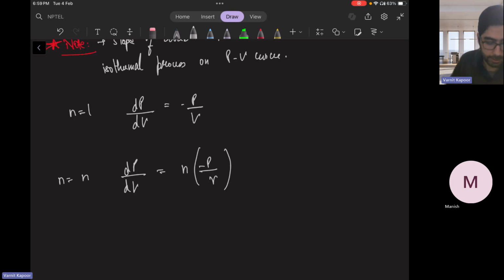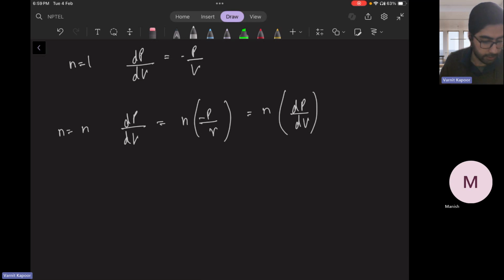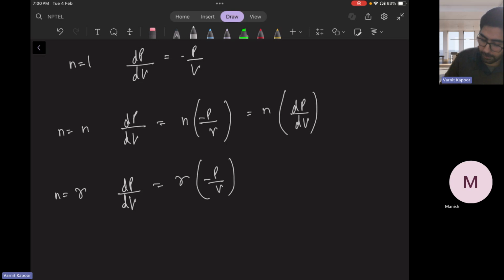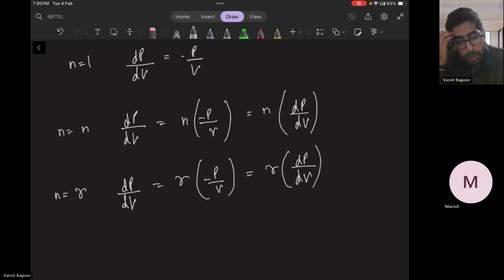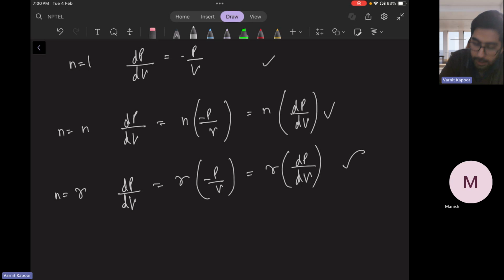Or you can also write n times dp by dv. Since PV^n is constant here, when n is gamma, your slope for the adiabatic process will be gamma times minus p by v. So we see that dp by dv of the adiabatic process is higher than the polytropic, which is higher than the isothermal.